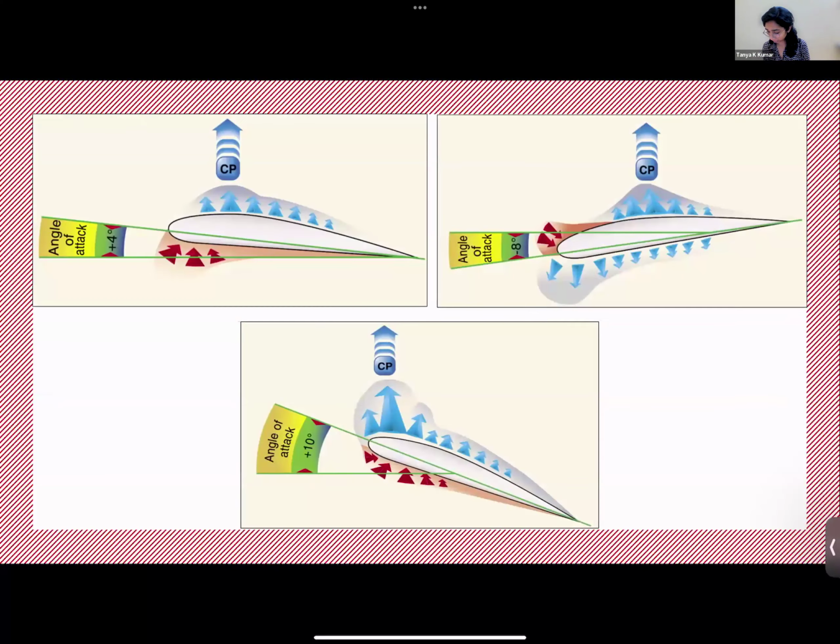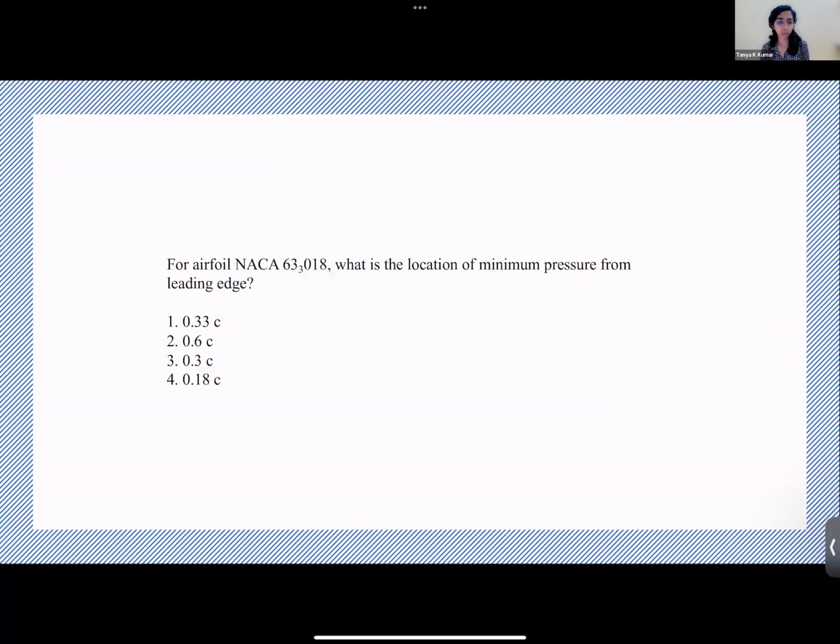Yeah, so this is another question. For airfoil NACA 633018, what is the location of minimum pressure from leading edge? We had briefly gone over the NACA series, 4 series, 5 series, 6 series. This is part of the 6 series. So which of these digits or pairs of digits gives you minimum pressure?